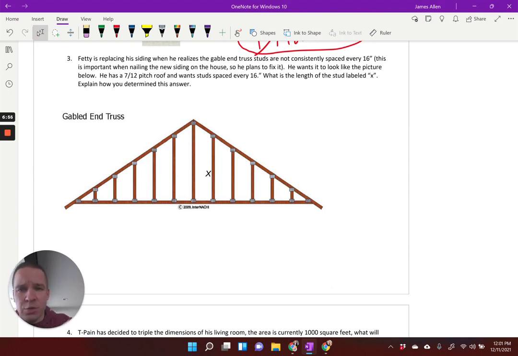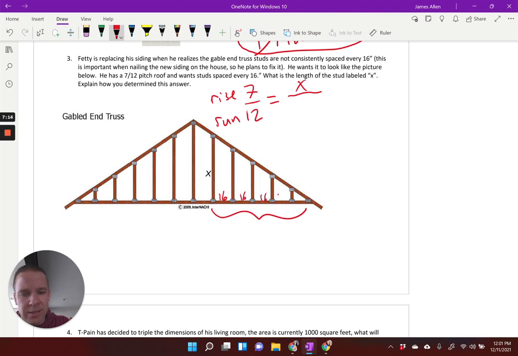So my pitch is 7/12, and so that's rise over run, right? Now, I want to know the rise. X is my rise, but what's my run? That's that length right there. Well, each one is 16 inches on center, right? 16, 16. So we have 16 times 5. Well, what's 16 times 5? 5 times 10 is 50. 6 times 5 is 30, so that'd be 80 inches. Always helpful to do a little quick mental math, right? So that's 80 inches for my run.